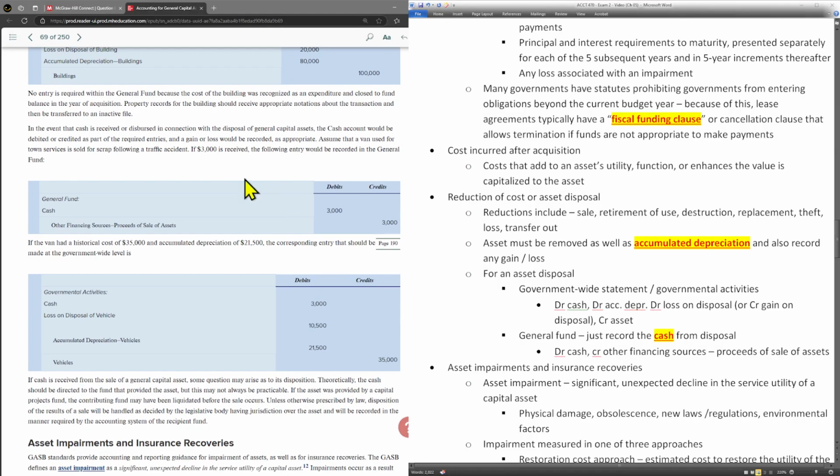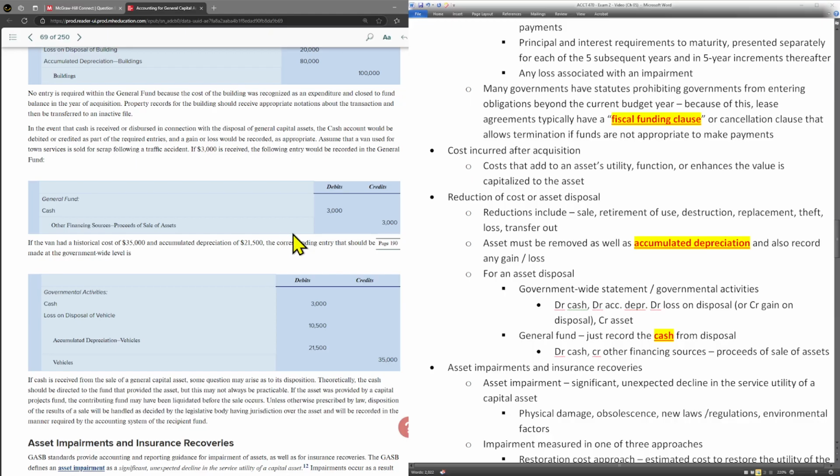Now, if we look at one where we've actually sold something, here we've got a vehicle, $35,000. We also back out the accumulated depreciation, and we receive $3,000 in cash. That means the plug is going to be the loss, or the plug is going to be the gain. Now, notice here that the governmental activities looks just like your normal gain or loss on disposal from GAAP, because governmental activities is accrual accounting.